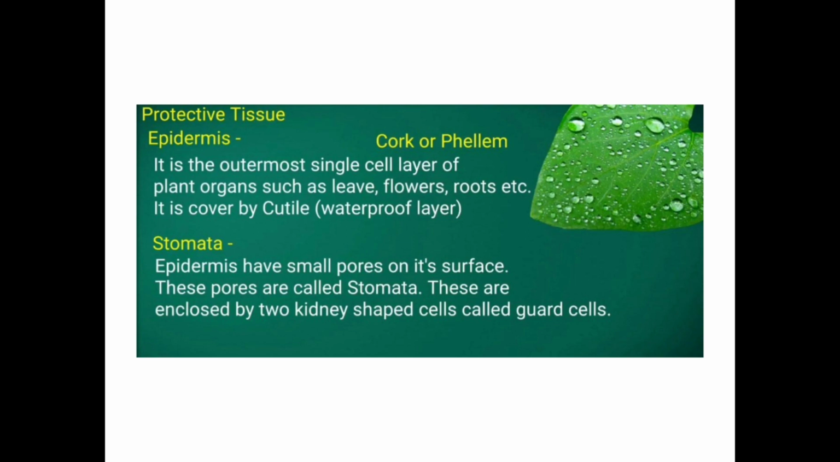Then the epidermis has pores which are called stomata, which we already know, as we have studied in lower classes. These pores are called stomata. They are enclosed by two kidney shaped cells called guard cells. In the stomata, the closing and opening is done with the help of two kidney shaped guard cells. They will be like this, kidney shaped guard cells. So it will be closing and it will be opening. If it is open, transpiration will take place. Okay, so this is the function of guard cells.